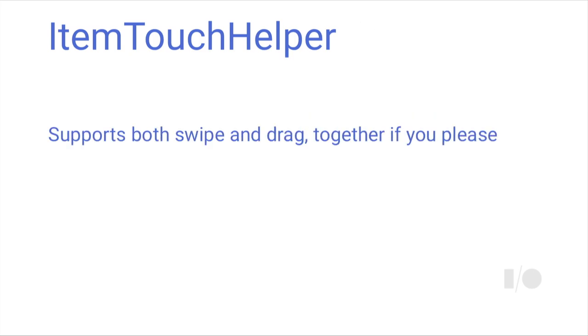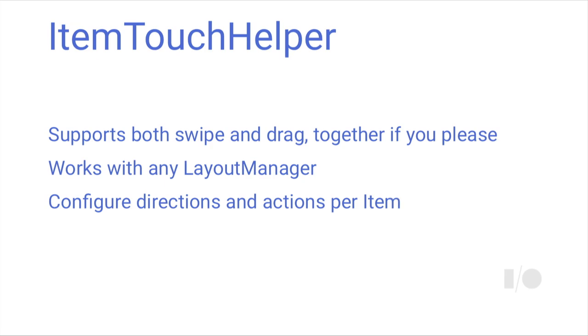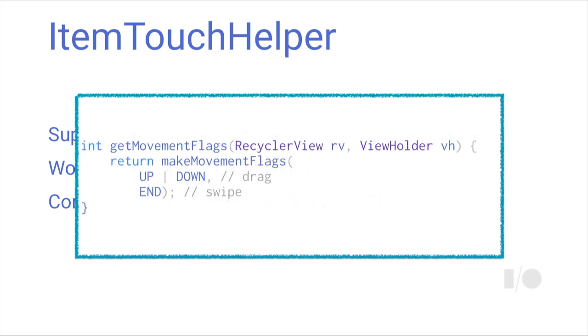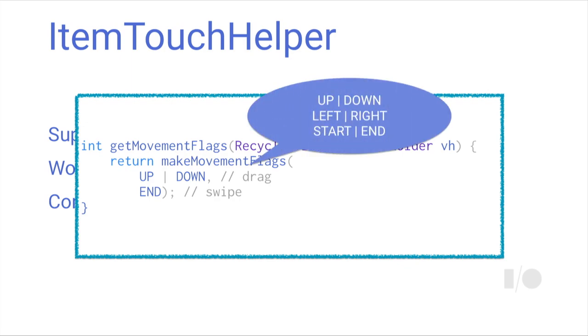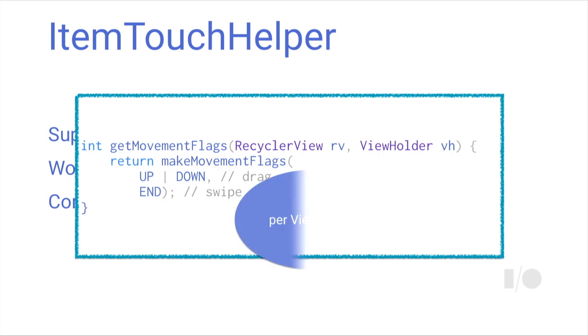So you can actually run drag and drop and swipe at the same time in the same layout manager. It just works. So this is the get movement flags. We provide the make movement flags. In this example, I say each item can be dragged up and down, and you can swipe it towards the end. So it also supports RTL. Actually, if you say start and end, your callbacks will receive the same things like RTL parameters. If you use left and right, your callbacks will receive left and right.